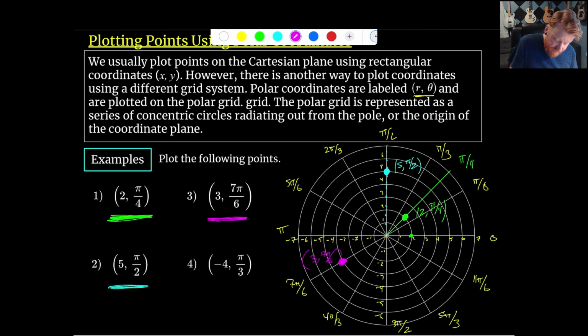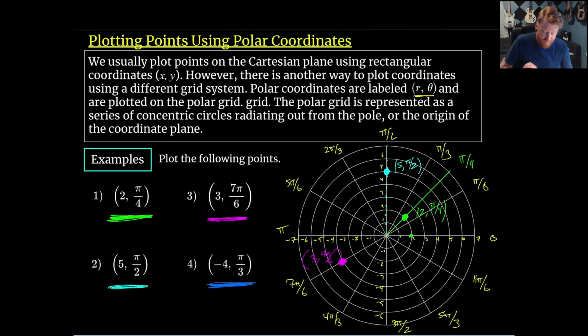Now the last one here is a little bit weirder because it has a negative value in front of the radius. So there's several different ways that we could think about doing this. We could first start by going out to -4, so in the negative direction, and then rotating π/3 from there, which would put us right here. So here we went out in the negative direction and then traveled a distance of π/3 from there in the usual direction.